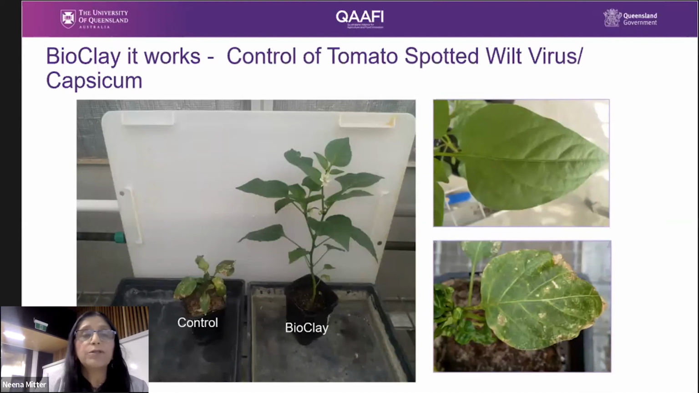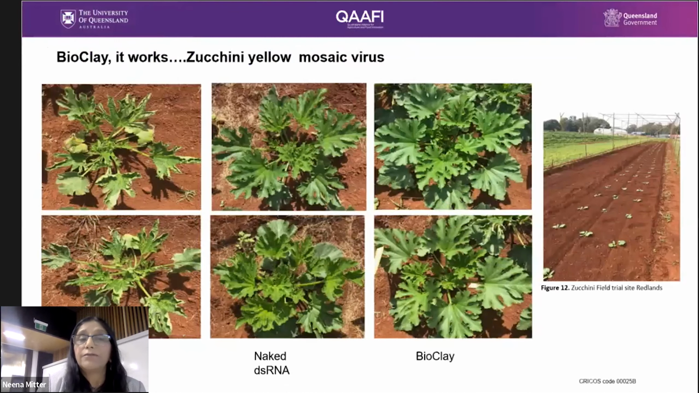This is tomato spotted wilt virus on capsicum plants. And as you can see here, the control plant is looking almost dead due to virus infection, whereas a BioClay sprayed plant does survive, and we have collected yield data and plant data, and this looks like a really healthy crop. We had also worked with zucchini yellow mosaic virus.